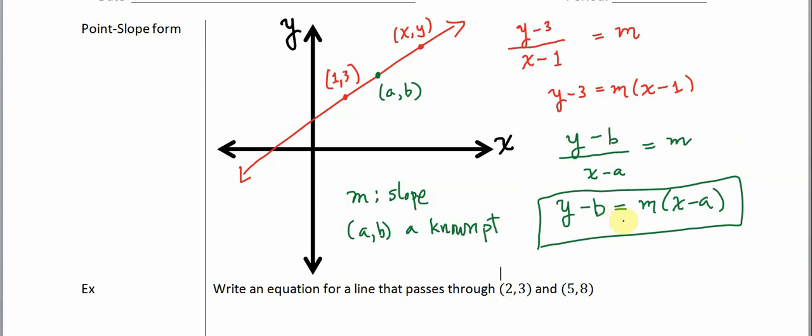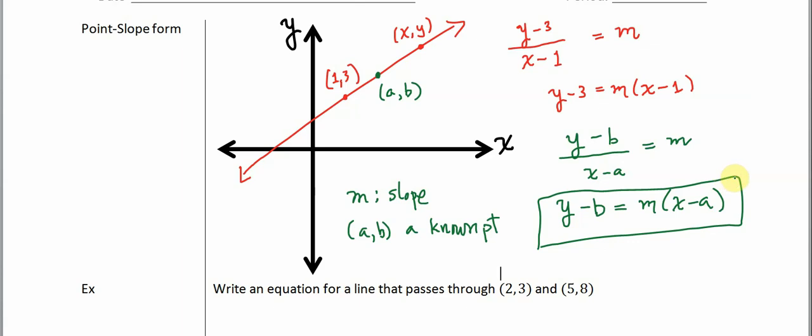So again, this is what we call point slope form, and in the next couple of examples here, we'll see why point slope form is really useful, and then we'll connect this, of course, to slope intercept form as well. Okay, so let's look at this example.